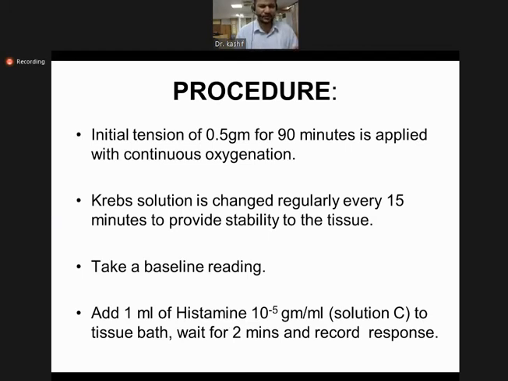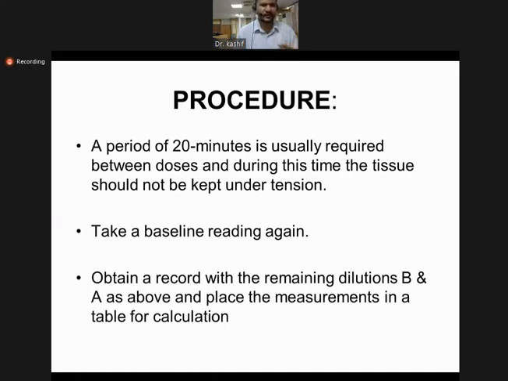We start with the lowest dose. So this is 0.01 milligram per ml, you may say, or 10 to the power minus 5 gram per ml, whatever you say. So we start with the low dose. We see the response, because histamine will start giving a contraction to the tissue. So baseline without contraction, then you add the histamine, and that will give you the contraction.